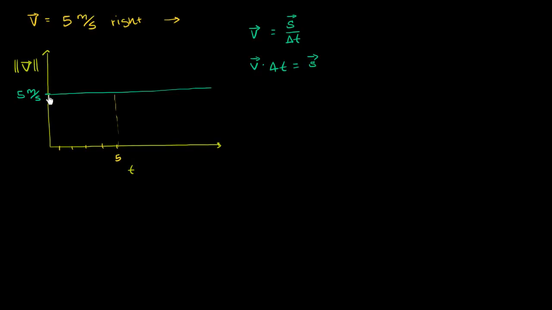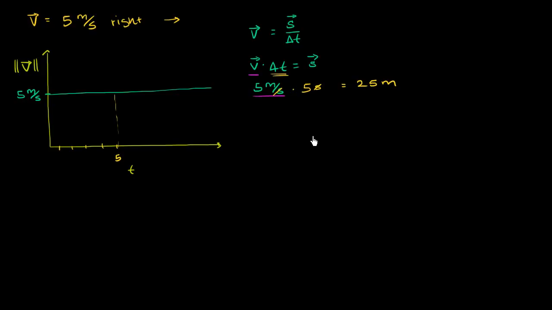So what was the displacement over here? Well, I know what the velocity is. It's 5 meters per second. That's the velocity. Let me color code this. And we know what the change in time is here. It is 5 seconds. And so the seconds cancel out with the seconds. You get 5 times 5, 25 meters.